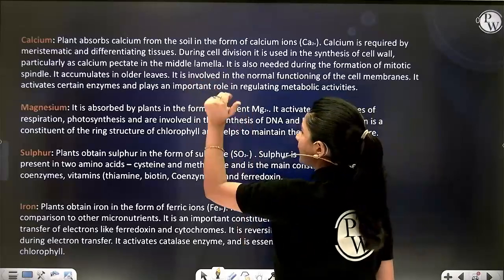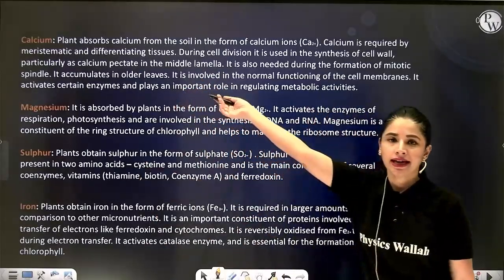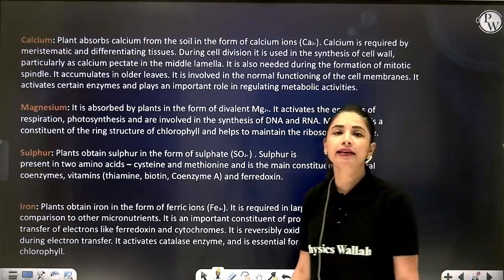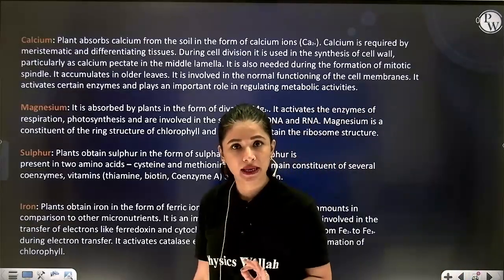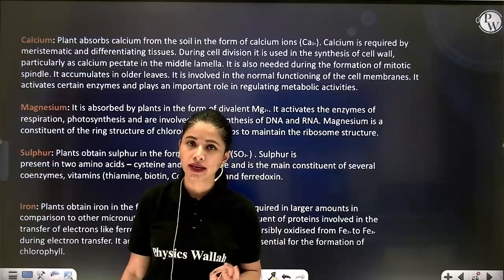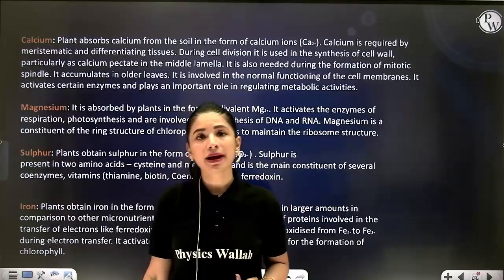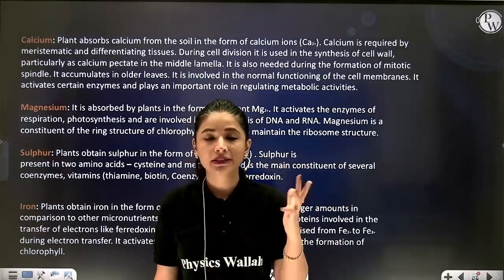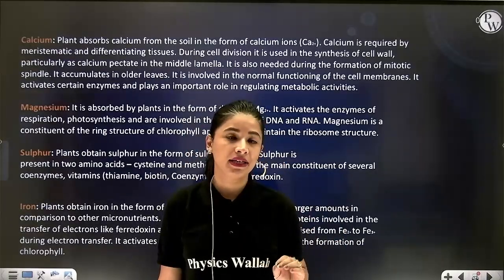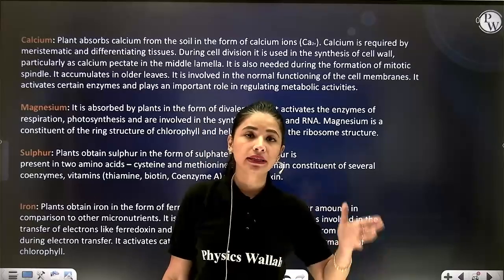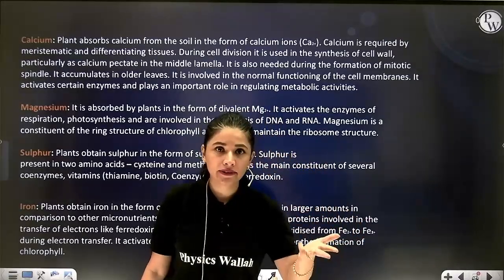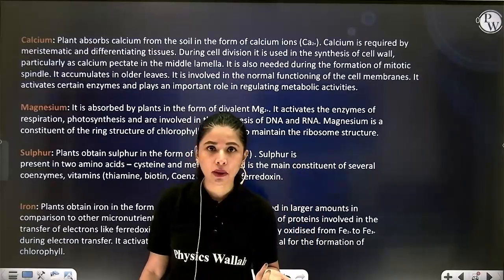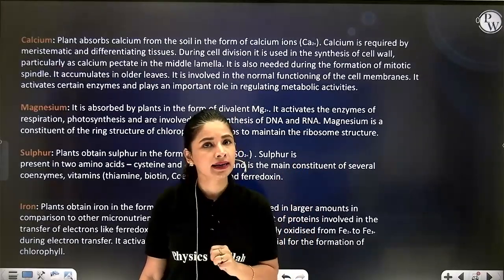Okay, moving ahead towards the next essential element, calcium. Calcium is mainly absorbed in the form of Ca2+ ion from the soil. Second, it is also a macro element which is required in excess. Third, it is usually an immobile element, hence it gets accumulated in the older leaves. It does not shift from older to the younger as and when required because it is an immobile element.